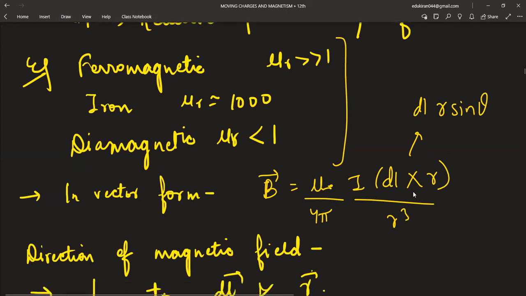Why it will be r cube? See, now here we have r in the numerator, because when you expand the cross product, for cross product, we take sine theta, right? dl r sine theta. So this r will cancel one power of the cube. So then we'll get the actual formula which we were studying, which is r squared. Okay, write it till here, till the vector form.